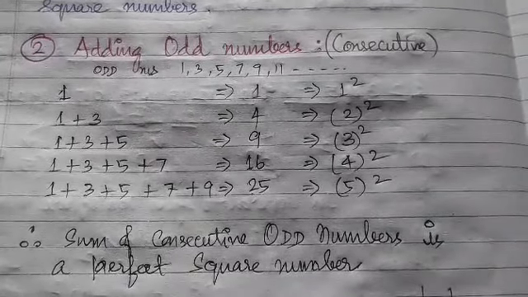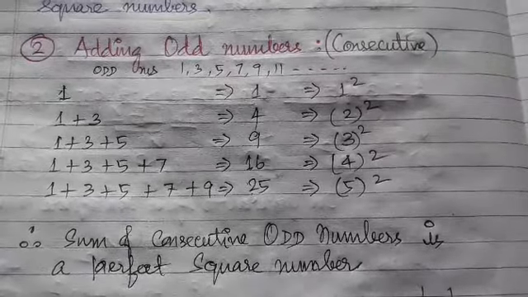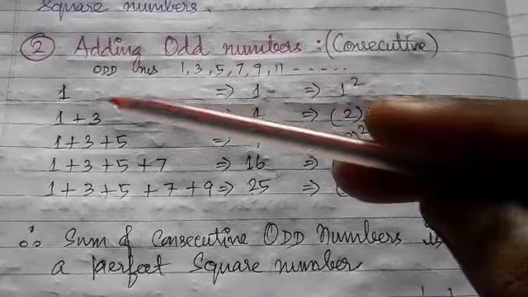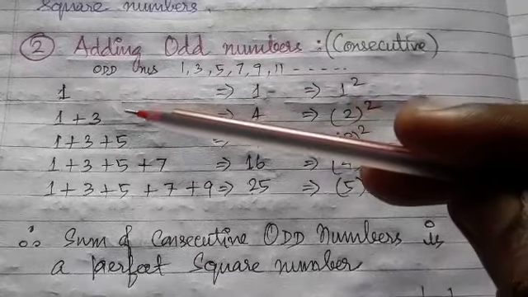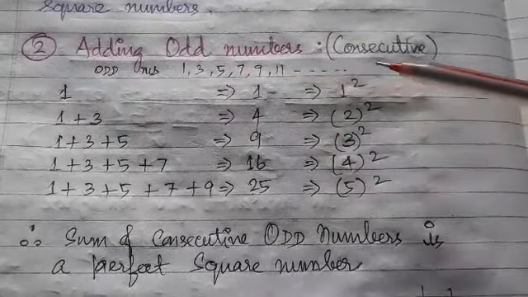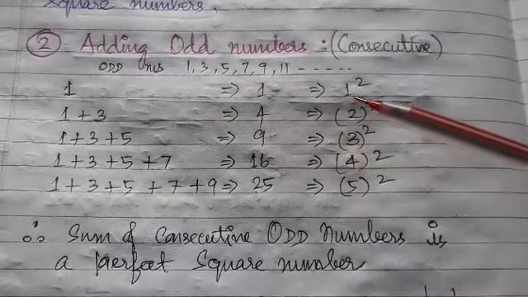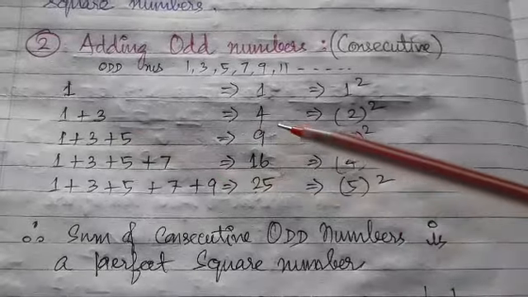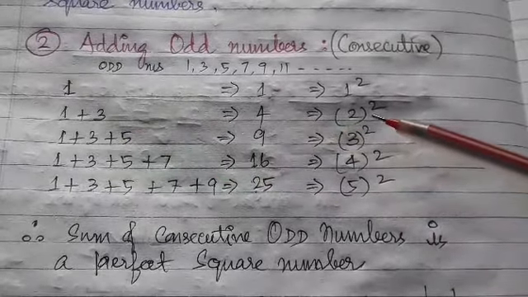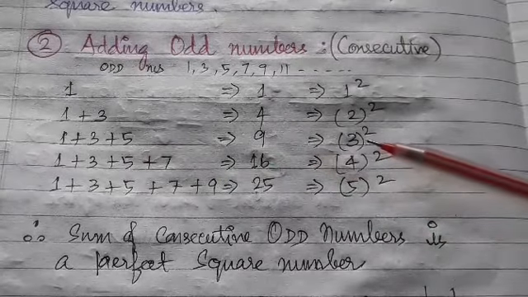That is the second property. What is that? Adding consecutive odd numbers. What result are you getting as you add the next number? Let us see here. First number 1 is an odd number. The second number is 3, then 5, 7, 9, 11, and it goes on. So I have taken 1 as the first number. 1 square is 1. 1 plus 3 is 4, a perfect square number, 2 square is 4. 1 plus 3 plus 5 is 9, so it is 3 square, a perfect square number.